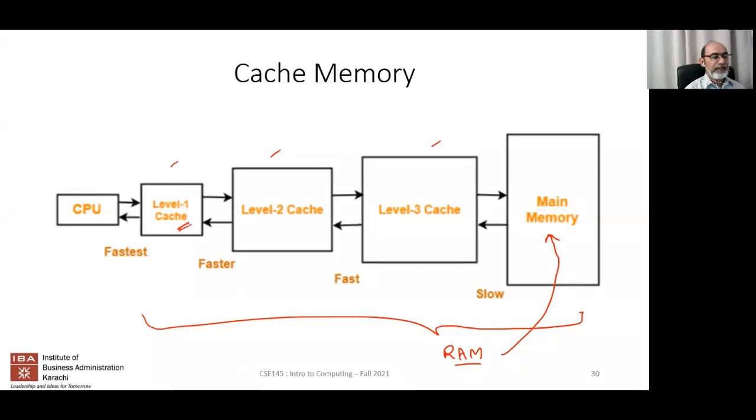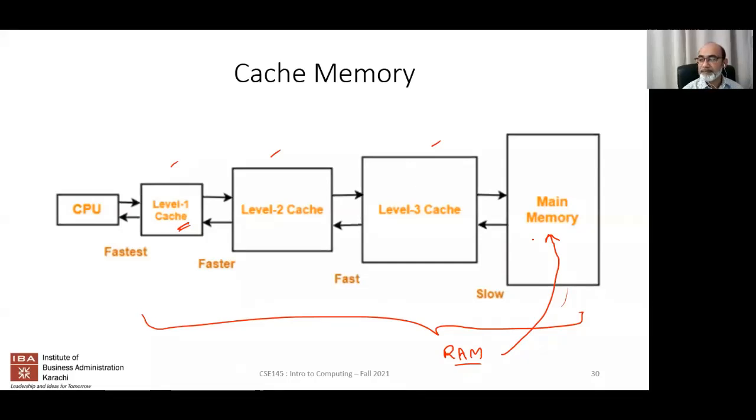Level 1 is the fastest, but it's also the smallest, because it's also the most expensive. Level 2 is slightly less fast, but it's also bigger and less expensive. Level 3 is even less fast, bigger, and even less expensive. And the main memory, as compared to the caches, is now slow. Of course, as compared to the hard disk, it's a lot faster.